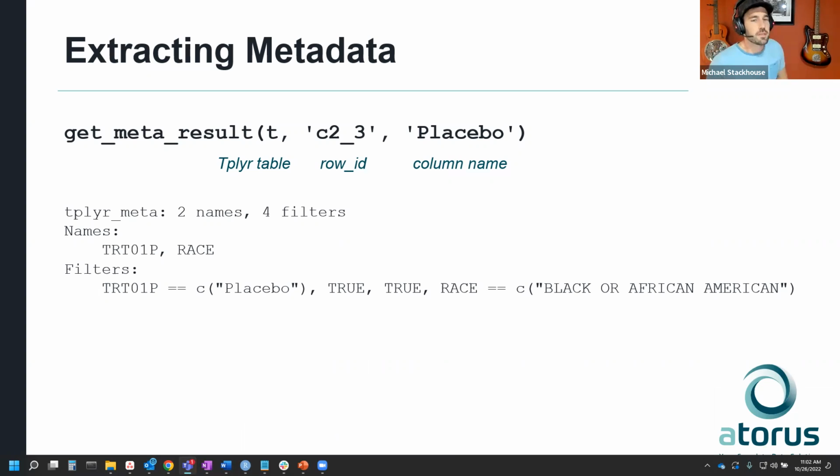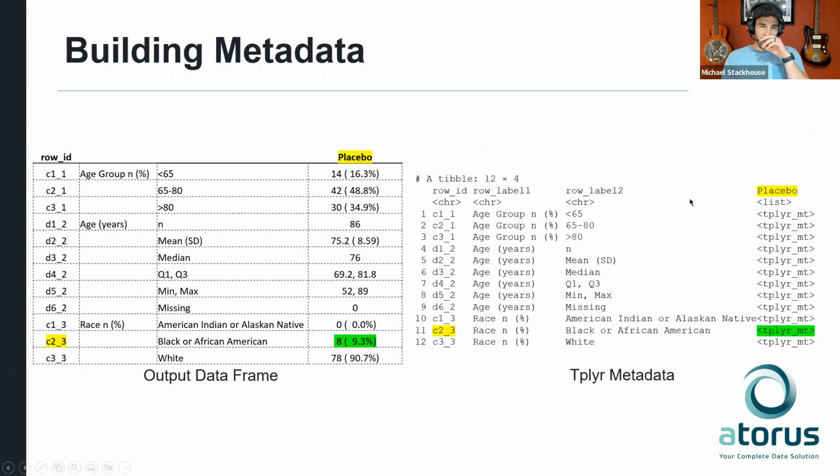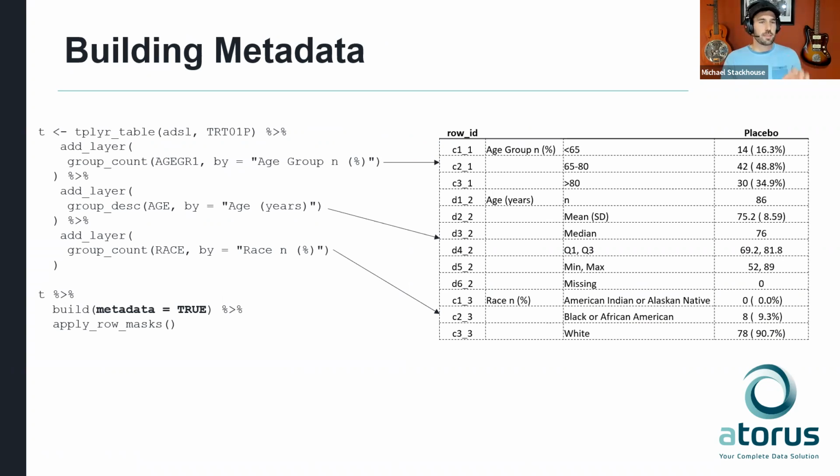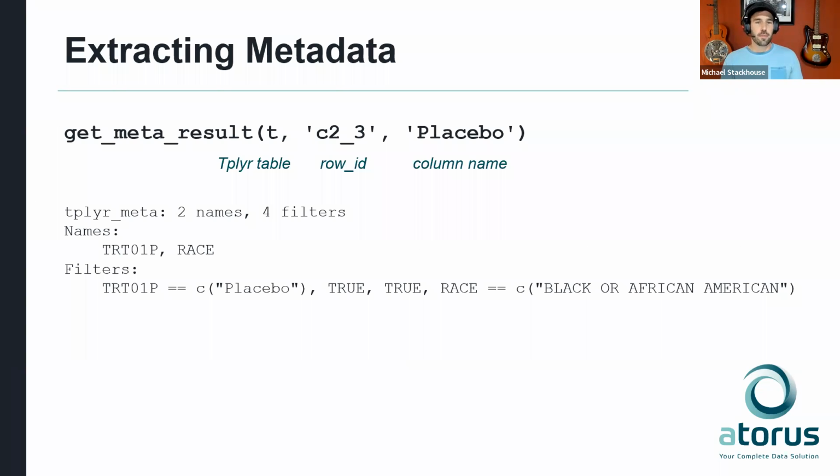So get meta result extracts the tplyr meta object that's going to contain the metadata associated with that originating result. So we have the row ID of C2_3, we have the column name of placebo, and what that's going to do here is this is the print method associated with the tplyr meta object. So it's going to tell us we have 2 names and we have 4 filters that are attached here. So in names, we have TRT01P as my treatment variable from the table before. So you can see back on the code, we have tplyr table, ADSL, and TRT01P.